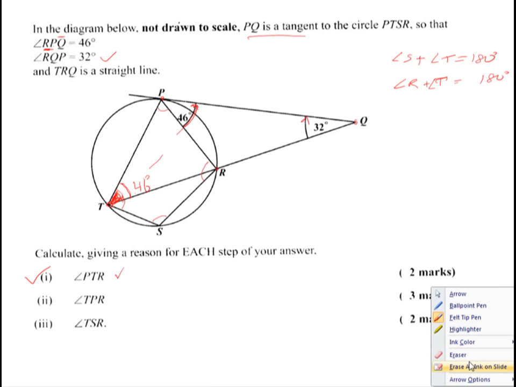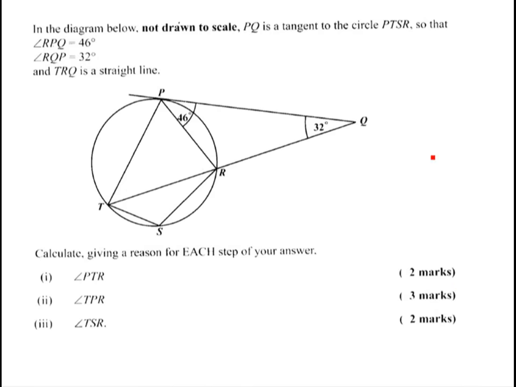Let's tie this up a little bit. The angle between the tangent and a chord, 46, is equal to the angle in the alternate segment. This chord PR creates this segment here, the minor segment, and this is the major segment. This angle here is standing on the same chord, the same point P and the same point R. So this angle is equal to the angle between that same chord and the tangent. We call it the alternate segment theorem. So it's equal to 46 degrees.